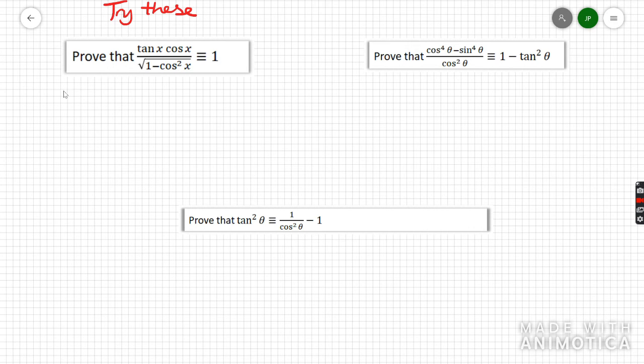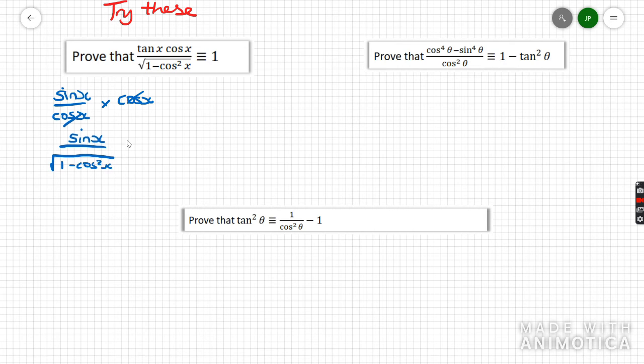So I know that tan x is sine x over cos x. So I'm going to have sine x over cos x times cos x. Now, the cos x's are going to cancel out, so all I'm going to have left is sine x, because these will cancel and disappear. So what I'm going to be left with is sine x over the square root of 1 minus cos squared x.